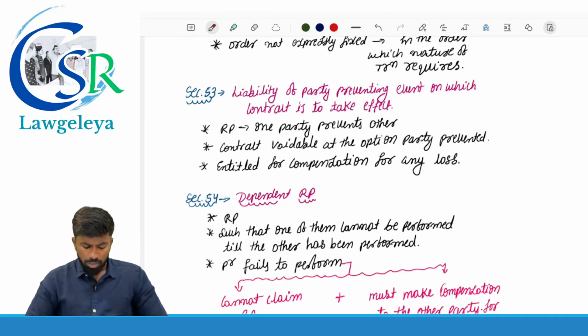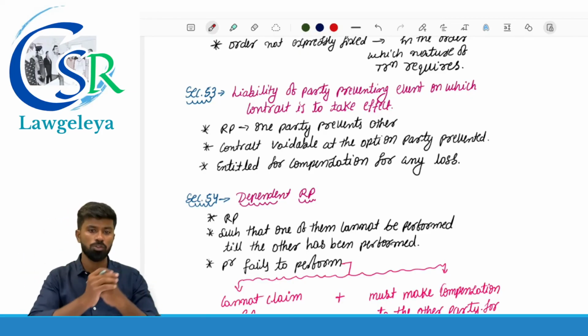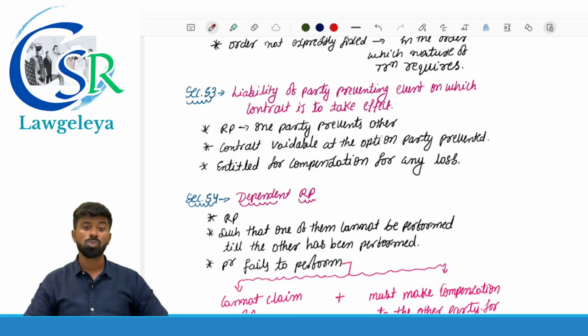Section 53, liability of the party preventing the event on which the contract is to take effect. Remember, one of the scenarios when a contract becomes voidable is Section 53. If one party prevents the event on which the other party is supposed to perform the contract, the person who is so prevented can cancel the contract.